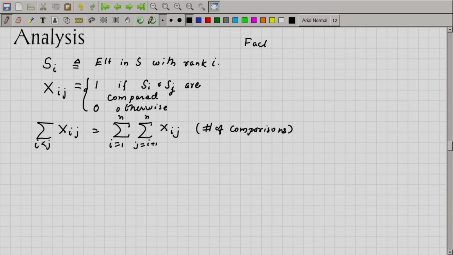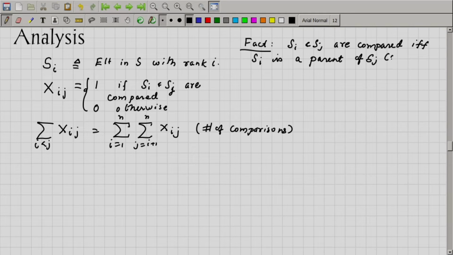Okay. So, we can write this fact as: Si and Sj are compared if and only if Si is a parent of Sj or vice versa.